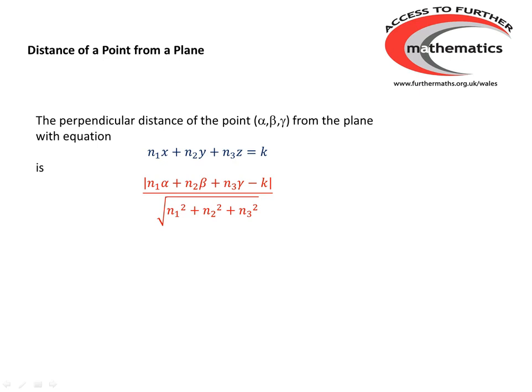And finally, we've got the distance of a point from a plane. The perpendicular distance of the point alpha, beta, gamma from the plane with the equation n1x plus n2y plus n3z equals k is given by the formula: the perpendicular distance equals the modulus of n1 alpha plus n2 beta plus n3 gamma minus k, divided by the square root of n1 squared plus n2 squared plus n3 squared.